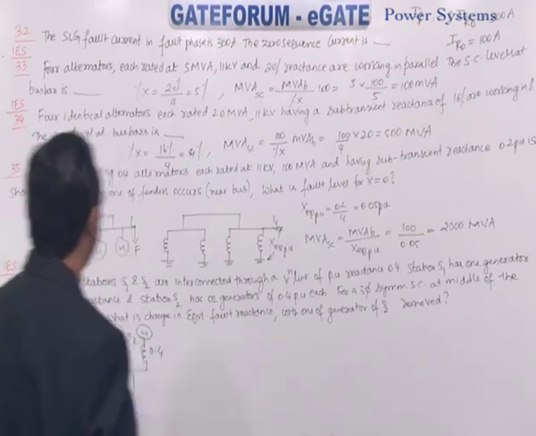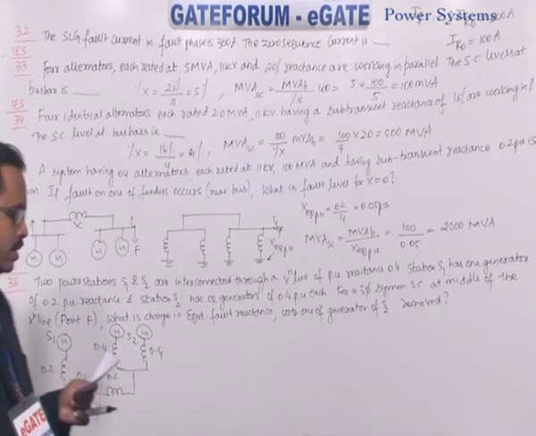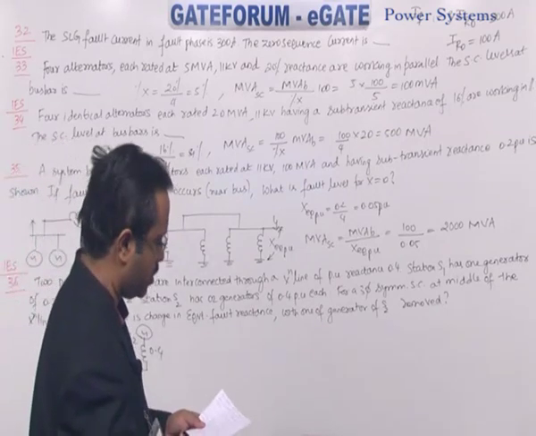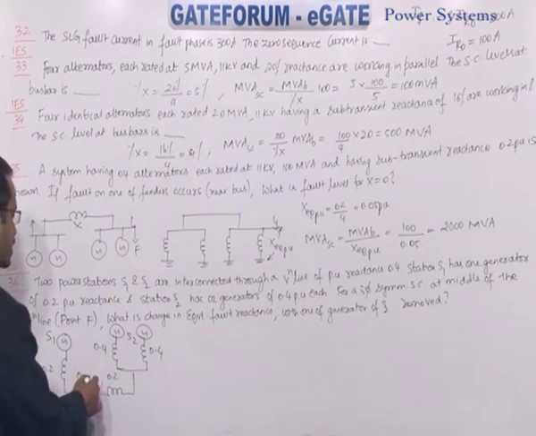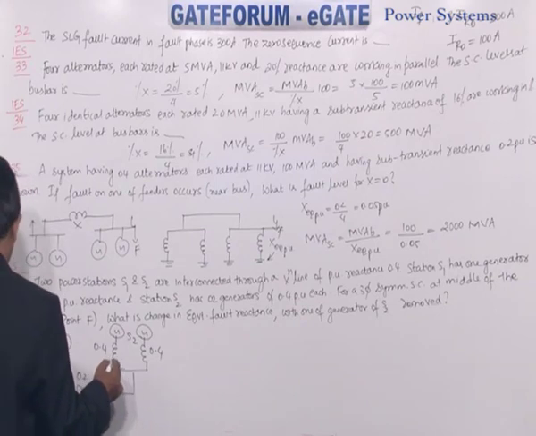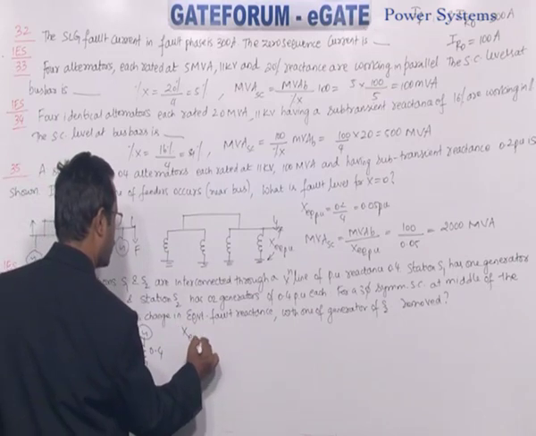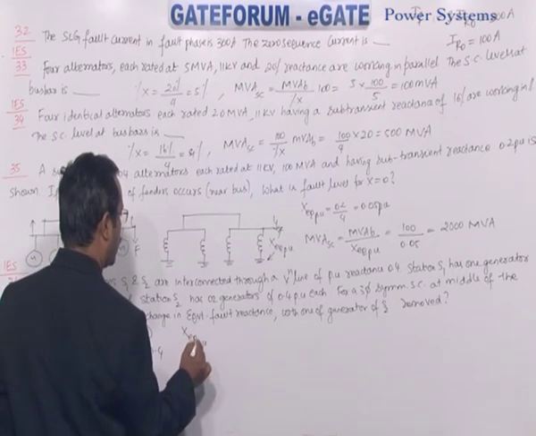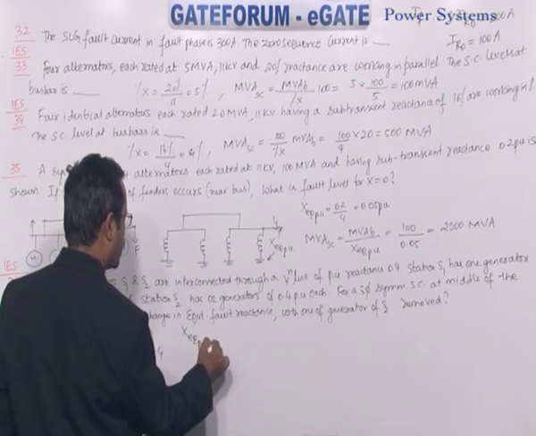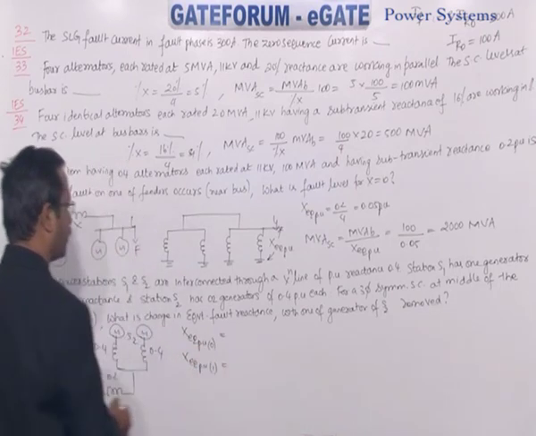And at the middle of the line, the fault point is denoted like this. Now observe what is the equivalent reactance to the left side, 0.4. What about to the right side now? So the equivalent reactance: first one is before fault, you represent by 0, and next is during fault, you represent by 1.